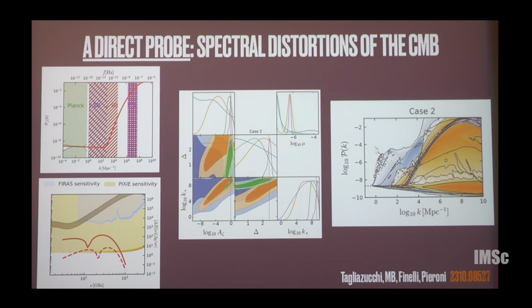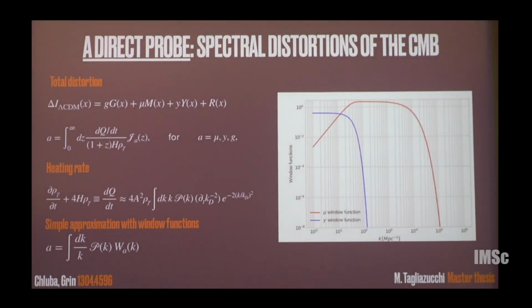I understand. But the right part of this plot is completely consistent with the kind of constraints you are talking about. Only here we have added the PTA. And also the technicalities of our analysis are more robust. Usually the works you're talking about consider simple approximations for mu and y. We are computing everything with the Green's function approximation formalism with the Einstein-Boltzmann solver.